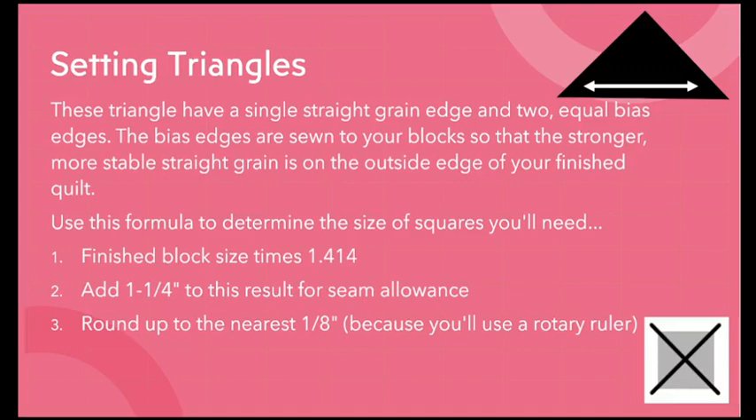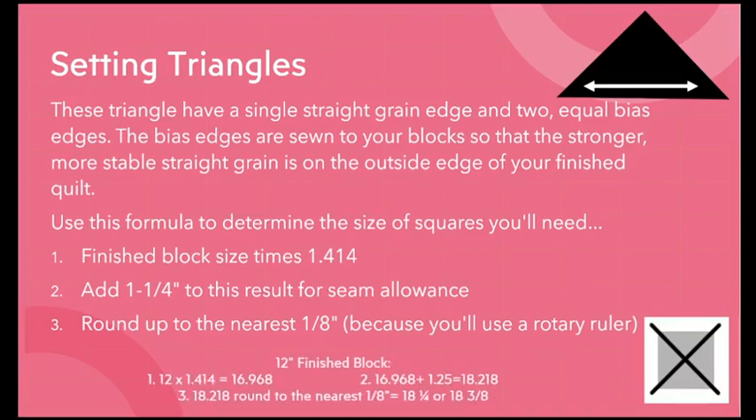Now the math for figuring out your measurements for a setting triangle to come out of a square: you're going to take your finished block size, so get rid of the seam allowance. If it's a 12-inch finished block, you're going to multiply that by 1.414. I put up the math down there at the bottom. So 12 times 1.414 is going to give me 16.968.